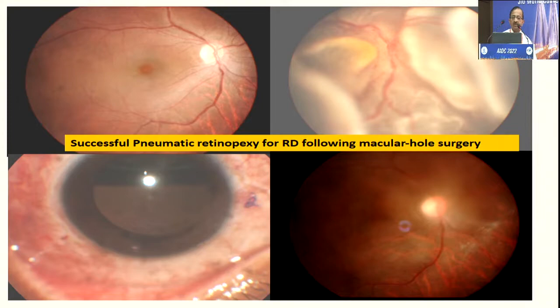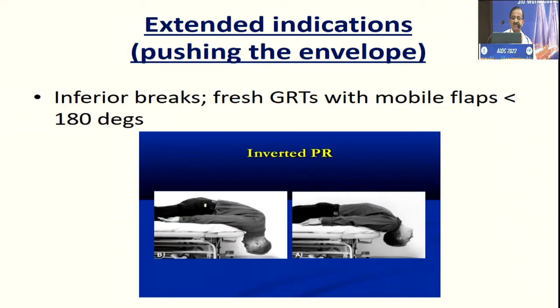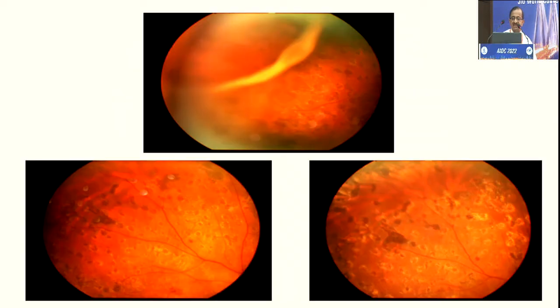Successful pneumatic retinopexy for RD that developed following macular hole surgery. This is what is called a secondary pneumatic retinopexy, or a rescue procedure in non-settling RD after scleral buckle, where we can employ pneumatic retinopexy. These are some of the extended indications with the schematic diagrams, used only in exceptional situations. This is a case which developed almost a giant retinal tear following 20-gauge vitrectomy years ago, and we were able to successfully do sequential pneumatic retinopexy and settle that retina.